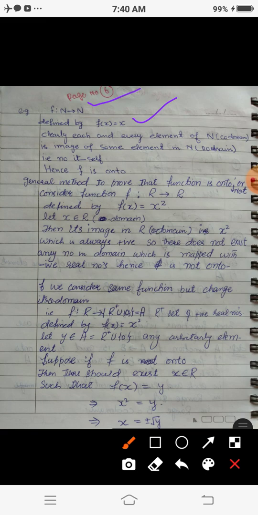So N contains infinitely many elements, and these are each related to themselves. Clearly this is an onto function, because the range equals N, which is the codomain. So f is an onto function. Now, it is not always possible to discuss a function like this and say that it is onto or not onto. There is a general method to prove this.